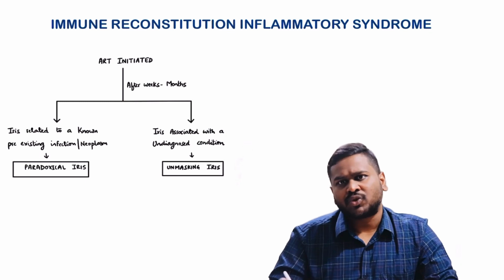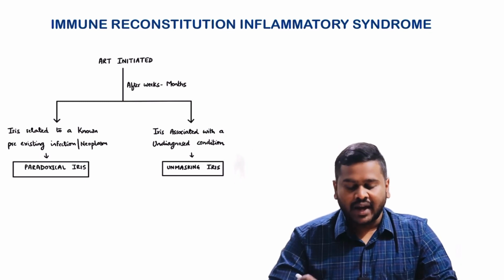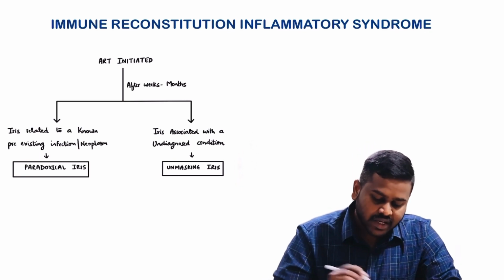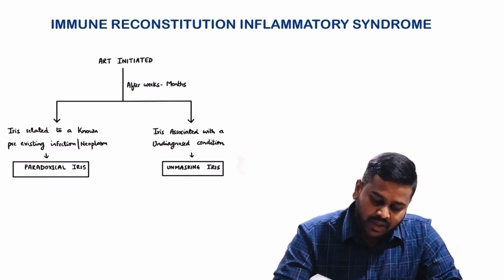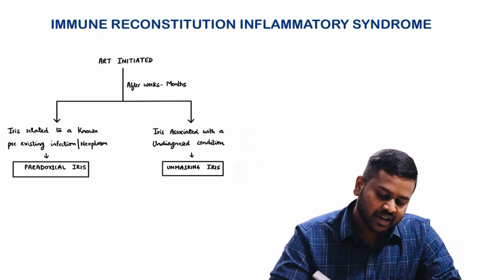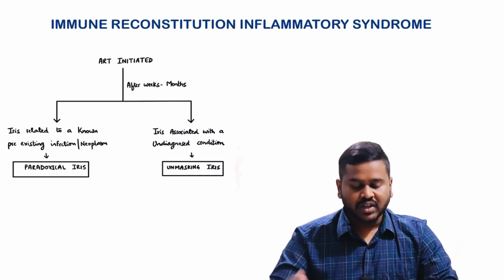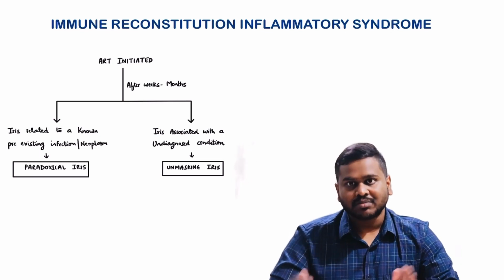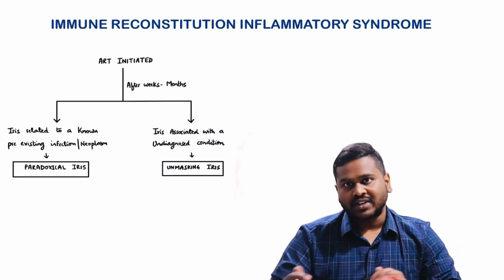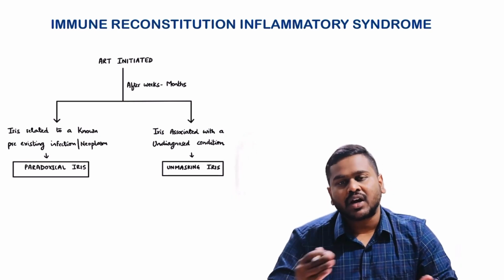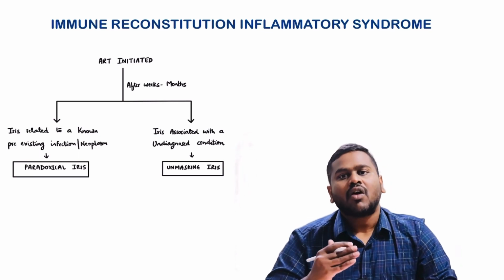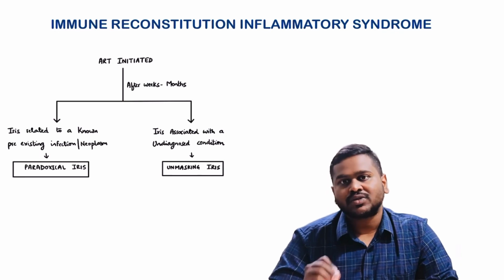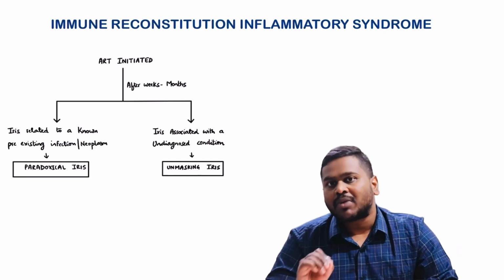IRIS is basically of two types, paradoxical IRIS and unmasking IRIS. So what is paradoxical IRIS? If you see in this flowchart, the patient is started on ART. After few weeks or months, if the IRIS is related to a known pre-existing infection or neoplasm, it is called paradoxical IRIS. Pre-existing infection may be an improperly treated infection or an untreated infection. IRIS associated with a previously undiagnosed condition is called unmasking IRIS.